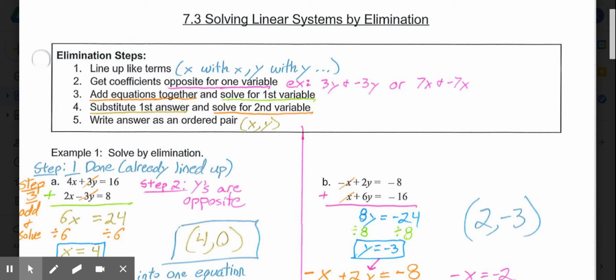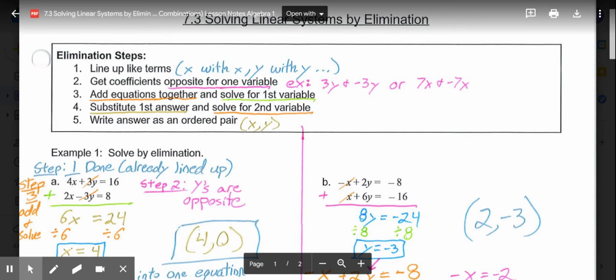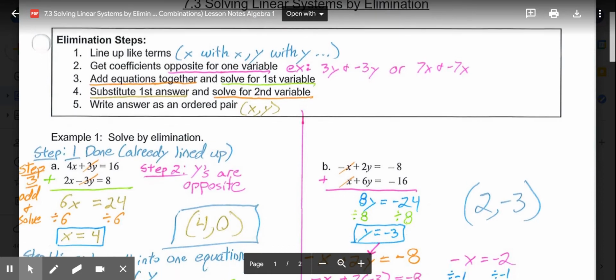And then just like our other 2 lessons on linear systems, we want to write our final answer as an ordered pair. So for example, x comma y. If they're different letters, you want to list them in alphabetical order. So it'd be like A comma B. So 5 steps. Now you'll see there's no graphing involved. So let's take a look at how to get through these 5 steps.